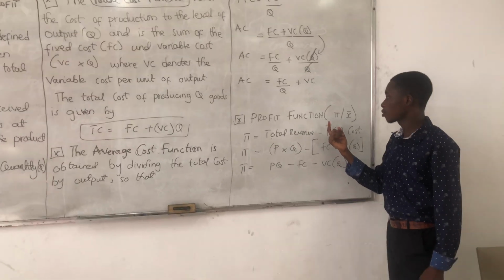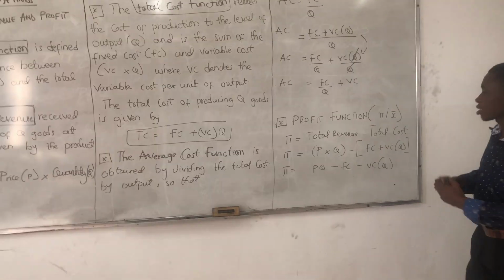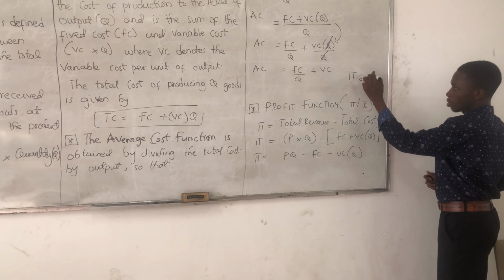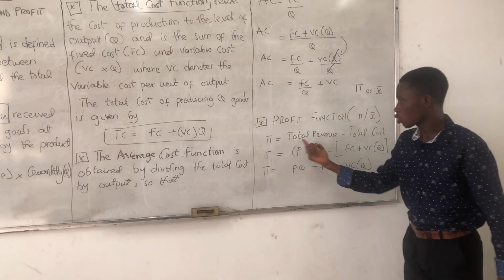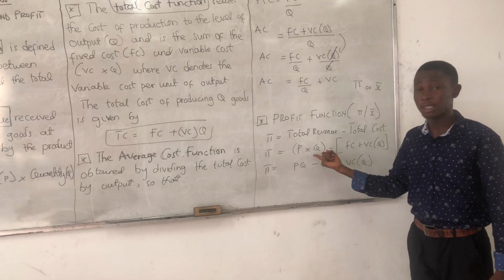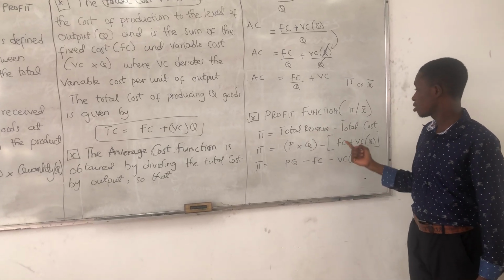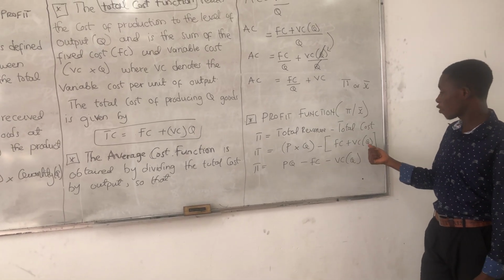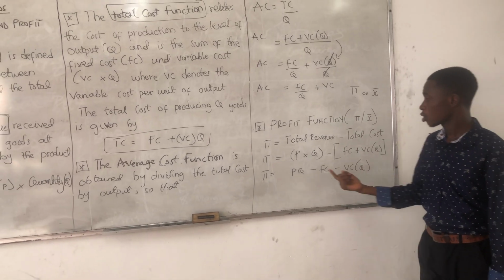We also have the profit function. That's how we do it, like this, or this way. So profit is total revenue minus total cost, where total revenue is given as price times quantity minus total cost, which is given as fixed cost plus variable cost times quantity. Don't forget to bring the Q. So P times Q.